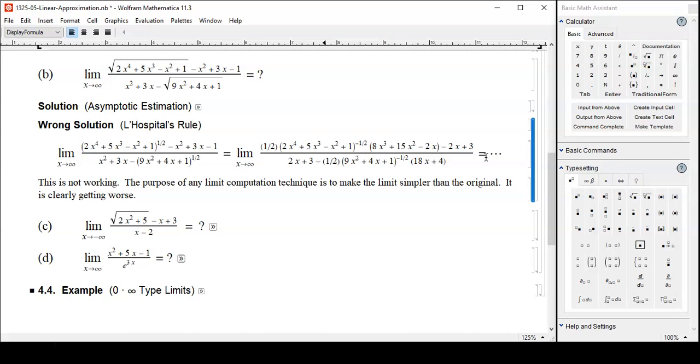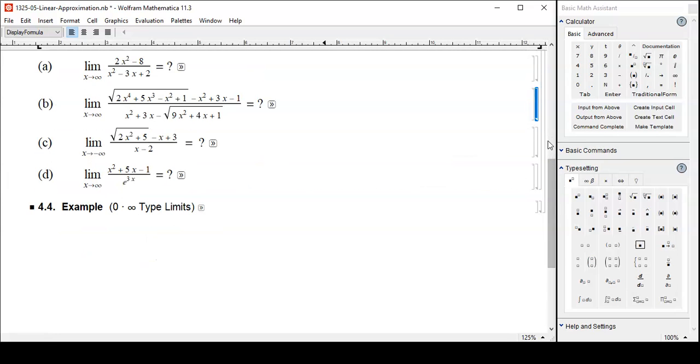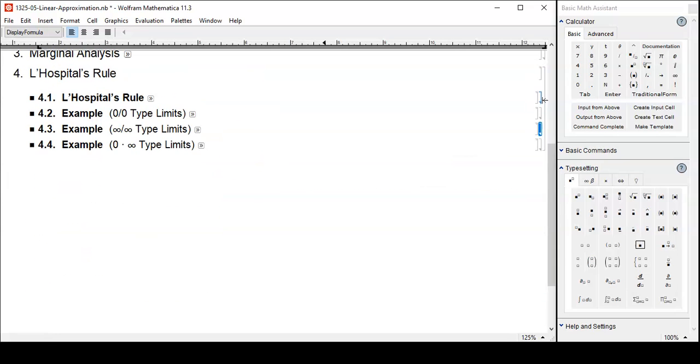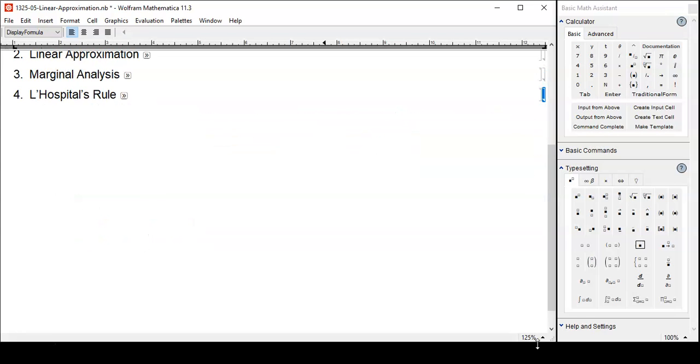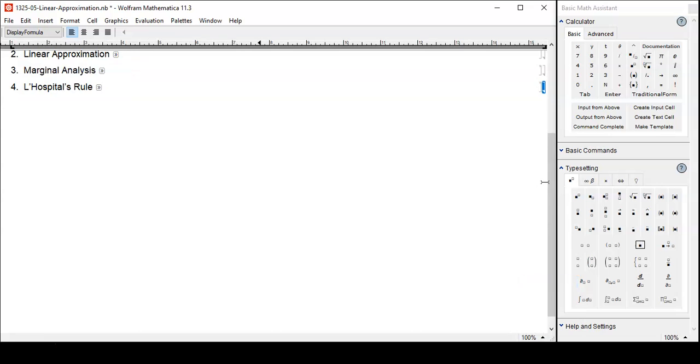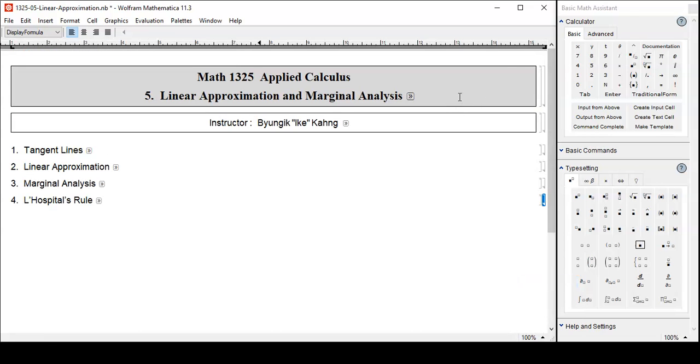So L'Hopital's rule failed. Theoretically, it should work because we have 2 identical limits, actually. This limit and that limit have the same value. Yes, theoretically, that's true. But this limit is even worse than this limit, so you cannot actually do any computation with it. That's how L'Hopital's rule is failing for infinity over infinity type limits, especially when you have radicals.